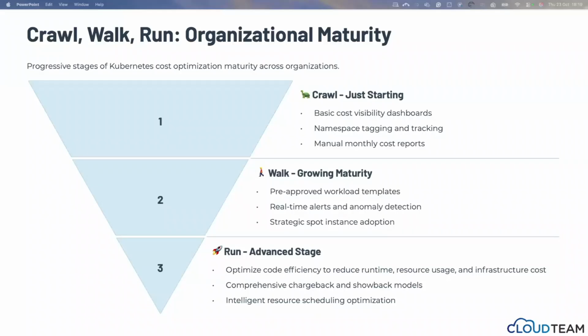And also, because we are talking about spot, they need to, and they will, implement an automation in place that will handle a spot instance that just got reclaimed. And finally, after the crawl, after the walk, we are here with running. And in the run stage, things eventually and finally start to click and sum up to one core.